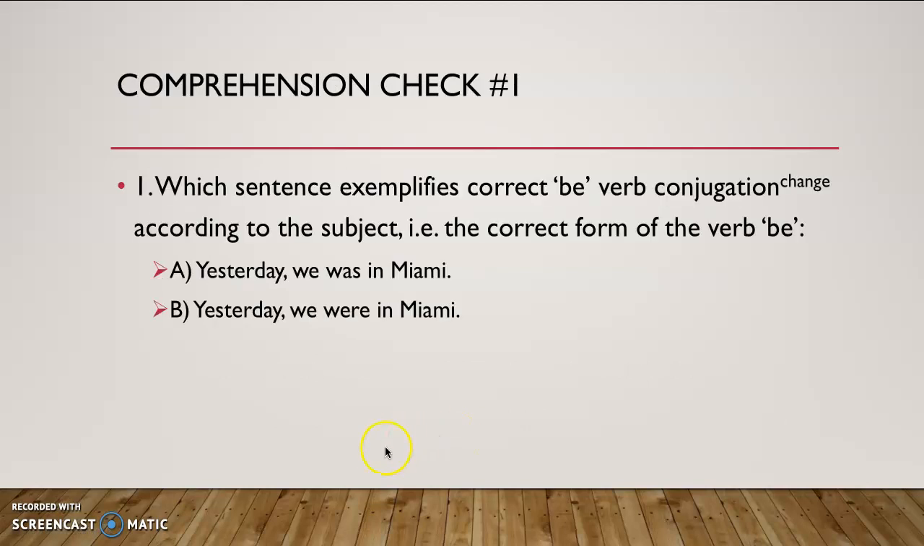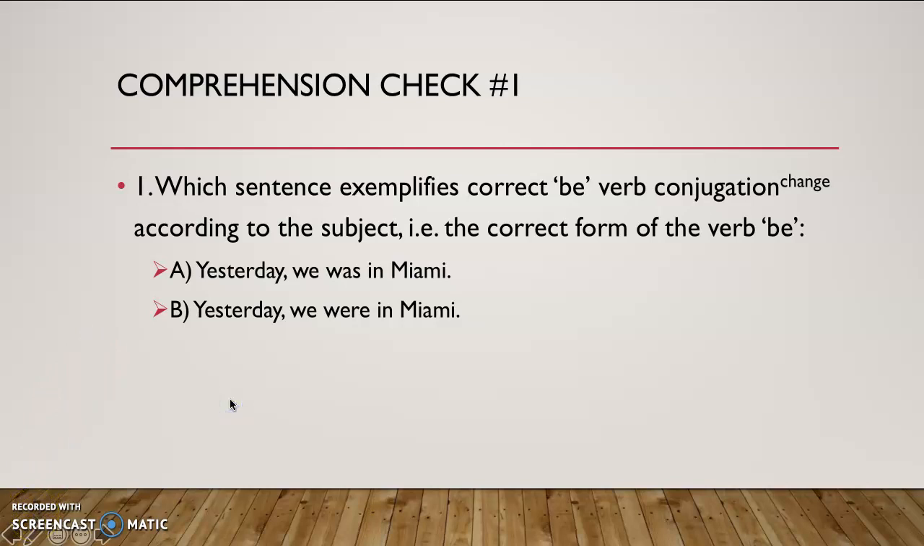Our first comprehension check. So please answer this question. Which sentence exemplifies correct be verb conjugation, change, according to the subject? So in other words, what is the correct form of the verb be? Is it A, yesterday we was in Miami, or B, yesterday we were in Miami? Pause the video, take a minute, and try to answer the question to the best of your ability.